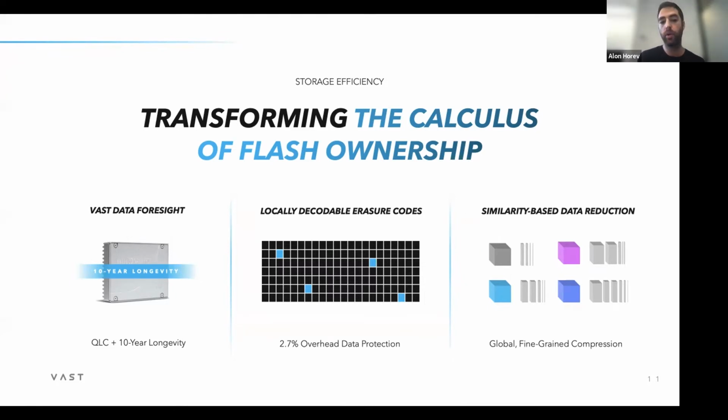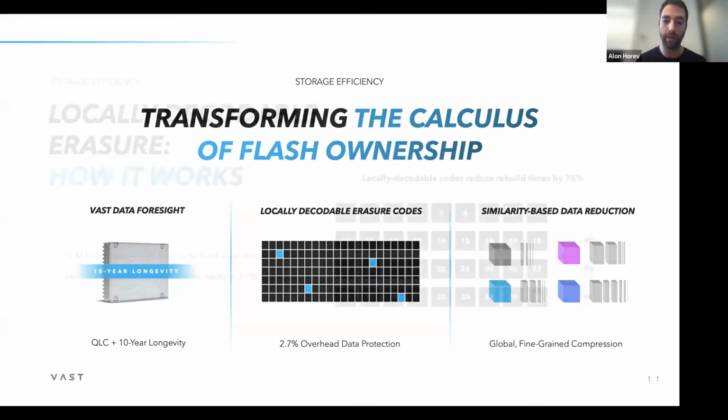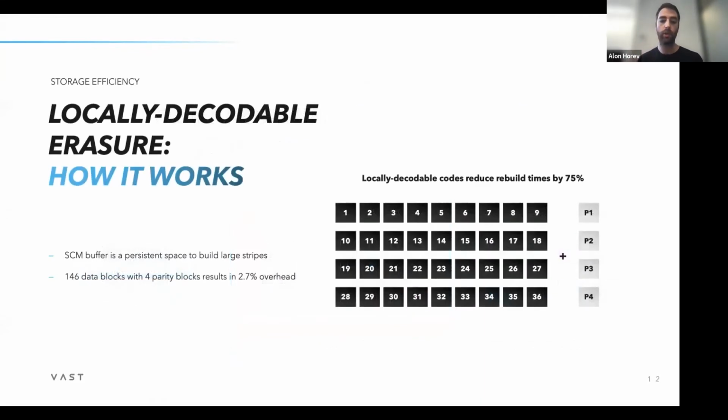The third thing we do when we talk about cost and how we keep it low is that we apply data reduction to the data. Data reduction is a combination of compression and deduplication, a bunch of mechanisms that I'm going to talk about. Let's start with erasure coding.